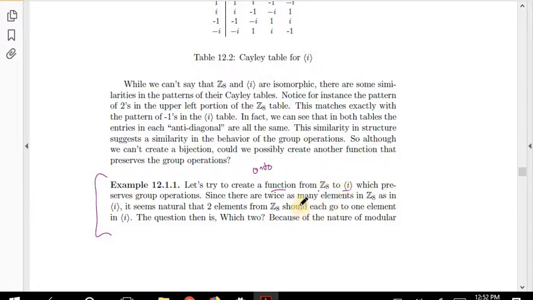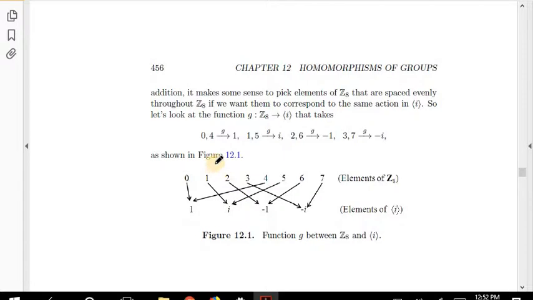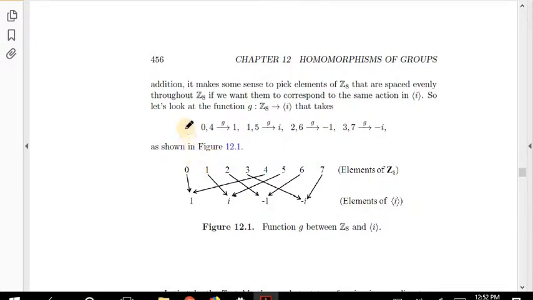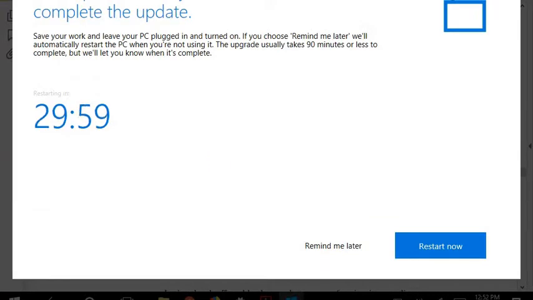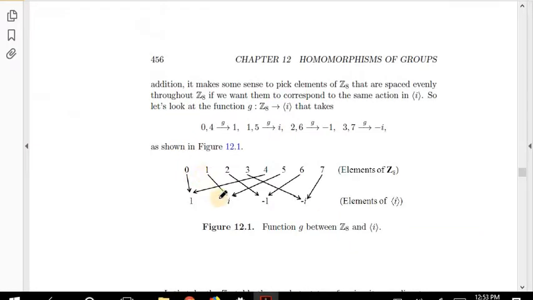Okay. So if we want to make some function, it seems natural, as it says here, that 2 elements from Z8 would go to 1 element in i. So let's think about which 2. And here we're kind of flying by the seat of our pants. Let's just make this choice that what goes to 1 is 0 and 4. What goes to i is 1 and 5. What goes to -1 is 2 and 6. What goes to -i is 3 and 7. So here we kind of have an even spacing. This seems to be a regular way to associate elements of Z8 with elements of the cyclic group generated by i.